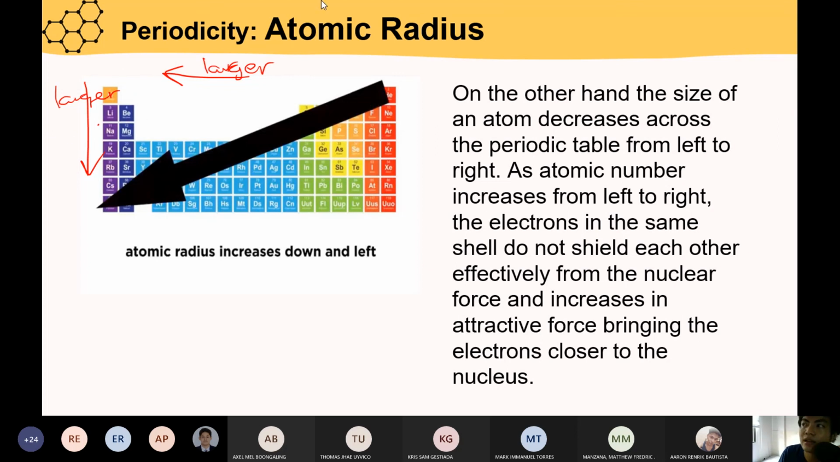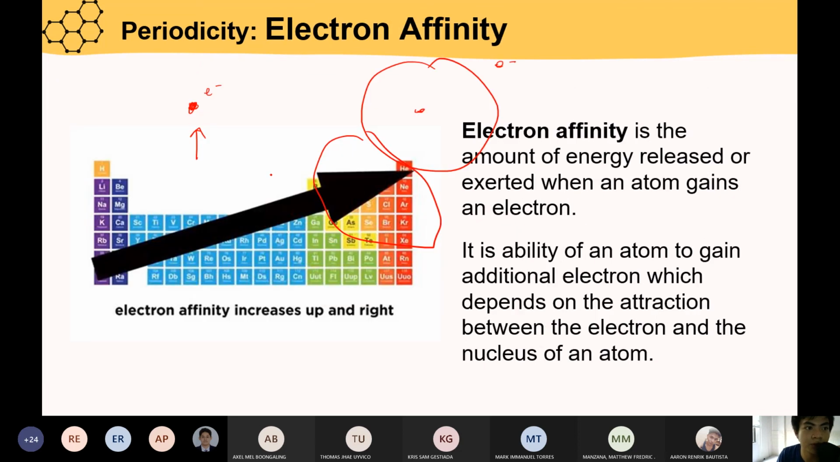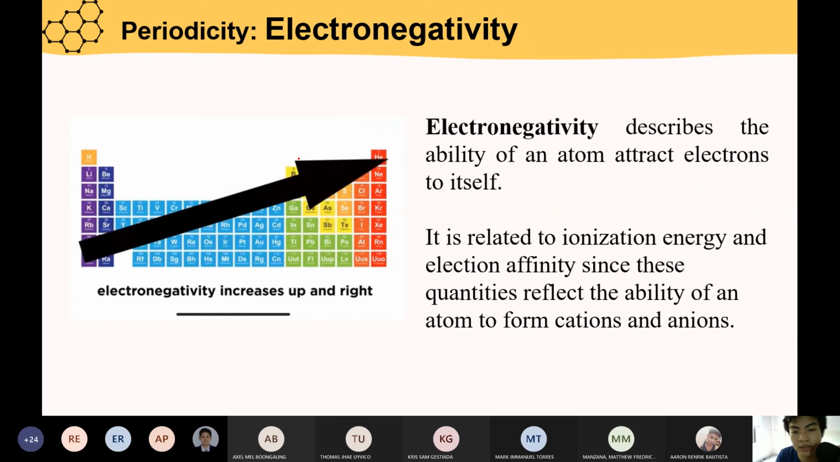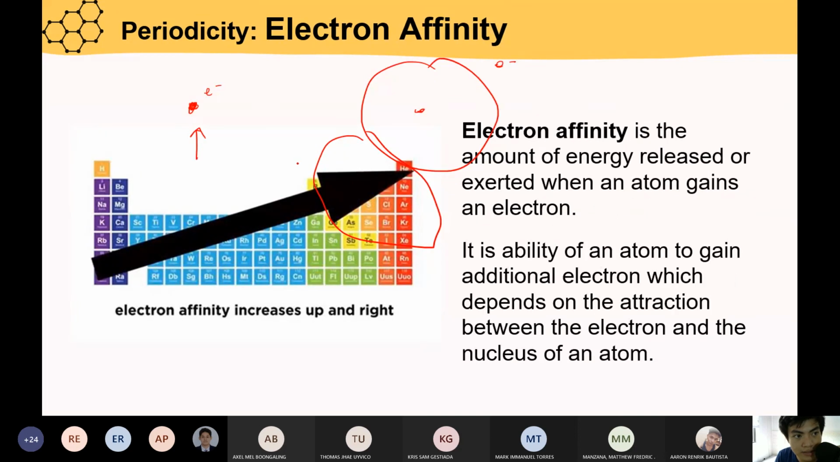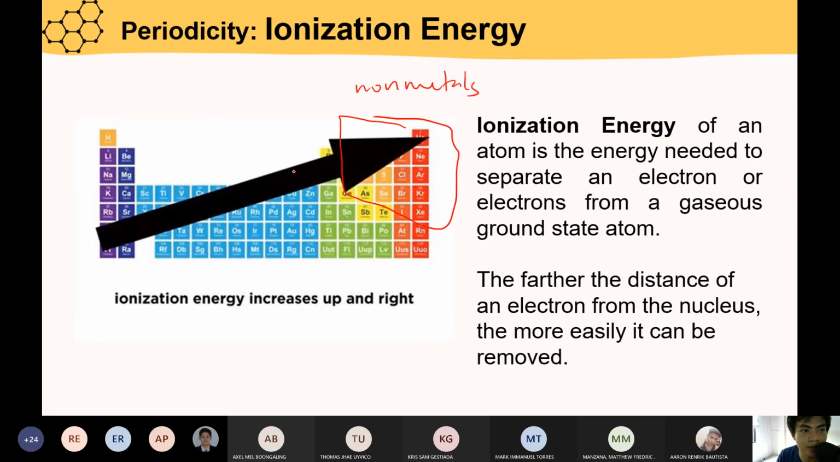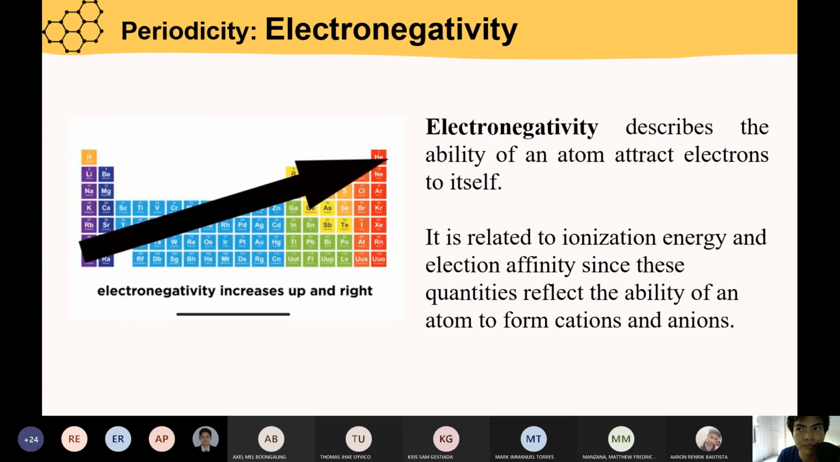And based on the analogy of atomic radius, we can describe the other three periodic properties: the electron affinity, ionization energy, and electronegativity. As you can see, depending on the distance of the electron, you can say whether its electron affinity, ionization energy, or electronegativity is high. The closer the electron is to the nucleus, meaning the smaller the atom is, the higher the electron affinity, the higher the ionization energy, and the higher the electronegativity. And vice versa.